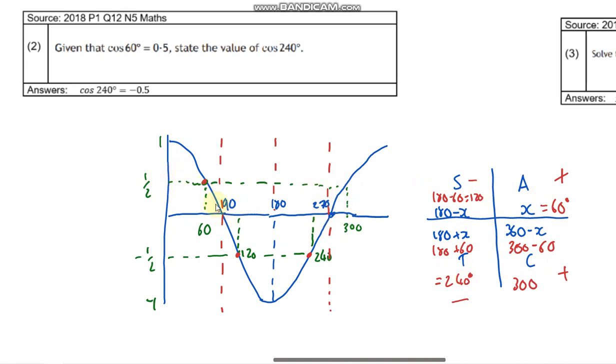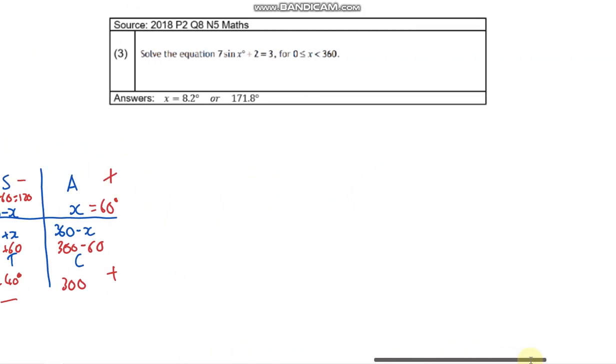So I was just kind of looking for symmetry about the points that I knew, but you could have just used the CAST diagram. Okay, so I hope that's quite an interesting question. It makes you think a bit more about it visually, but basically you could have just popped it into your CAST diagram. Yeah, so anyway, on we go.